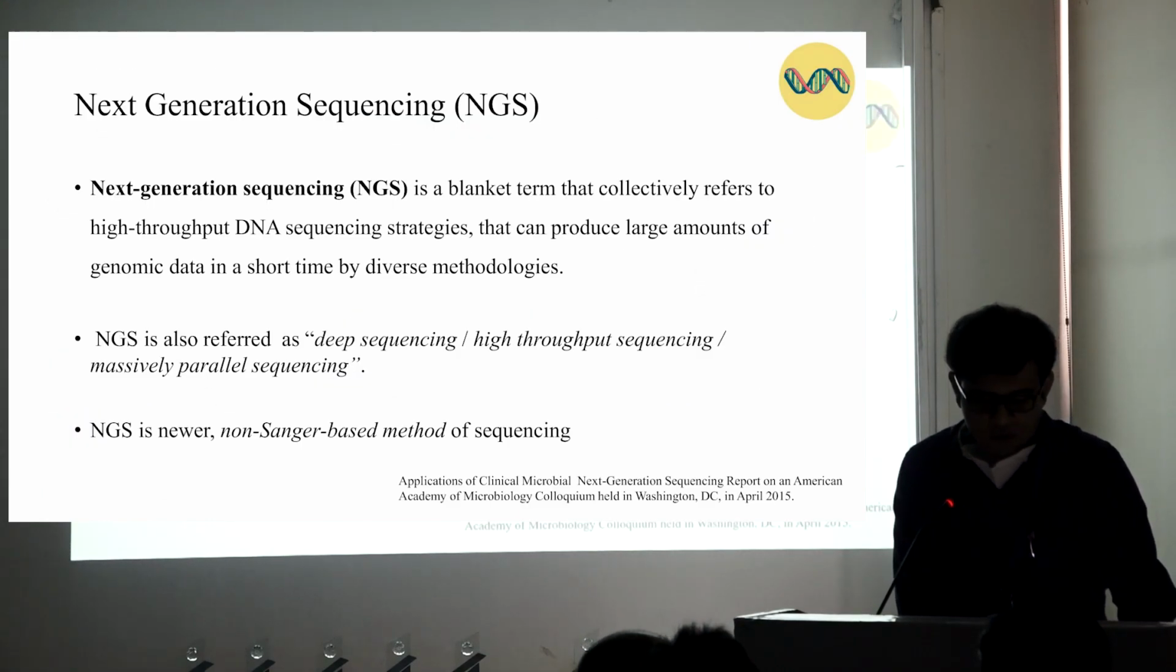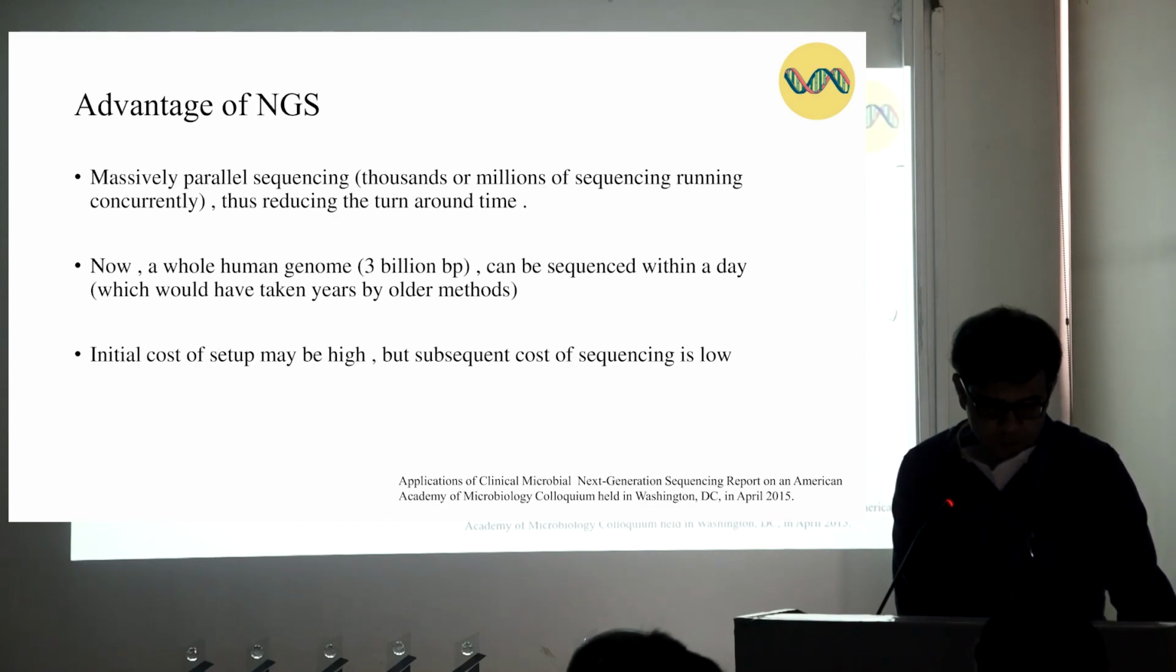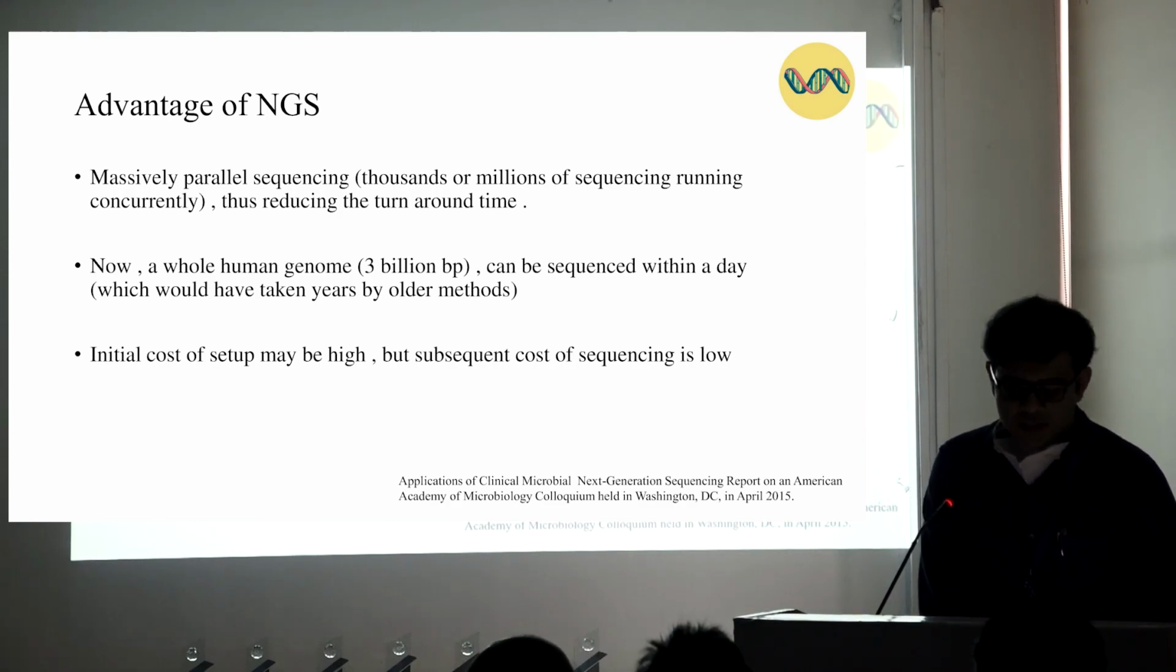So next generation sequencing is actually a blanket term that collectively refers to high throughput DNA sequencing that can produce a large amount of genomic data in a very short time. It is also called deep sequencing, high throughput sequencing, or massively parallel sequencing, whichever one you want to call. The advantage is that massively parallel sequencing can be done, reducing the turnaround time, and the whole human genome can be sequenced within a day. The Human Genome Project, which concluded a few decades back, took a huge amount of time, but right now you can do it within a day.